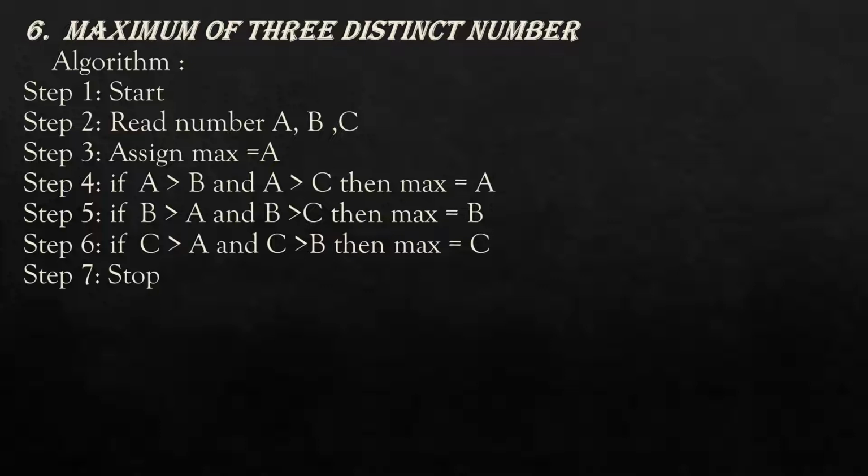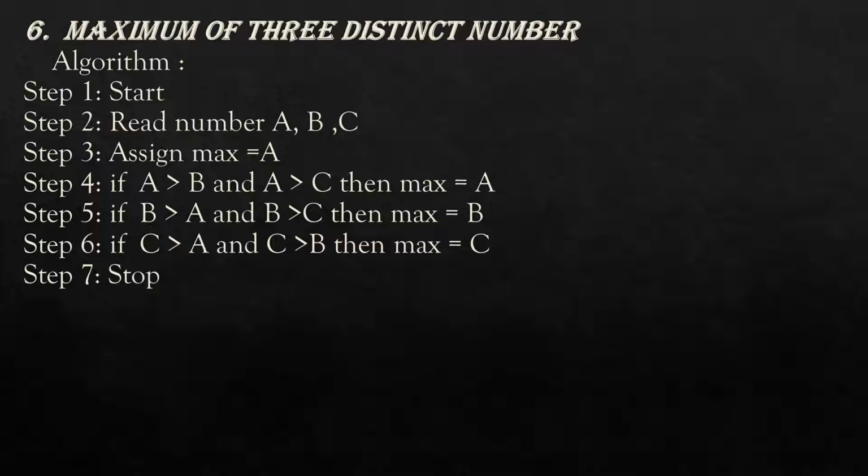So let's take an example. Suppose a is equals to 25, b is equals to 30 and c is equals to 35. So we'll check in step 4, if 25 is greater than 30 and 25 is greater than 35. Obviously 25 is not greater than 30 and 35, so we'll go to step 5.